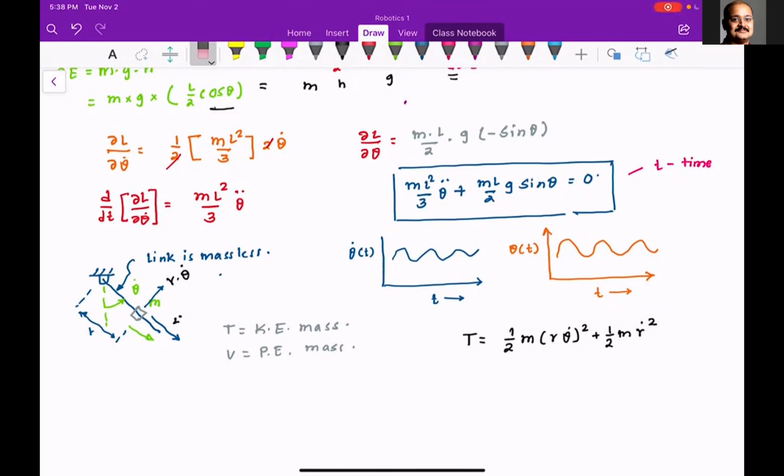So bear with me. Potential energy, same logic. This is my datum. V, can I write down minus m g r cosine theta? Do you agree with me?